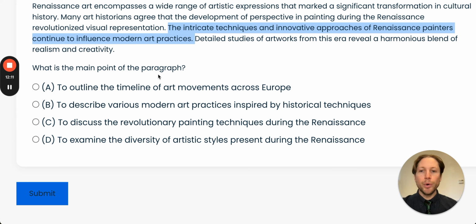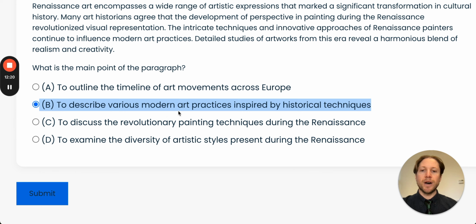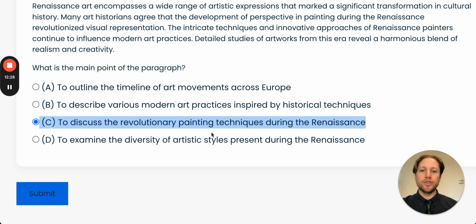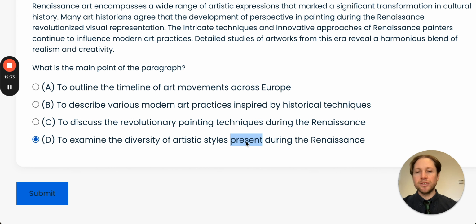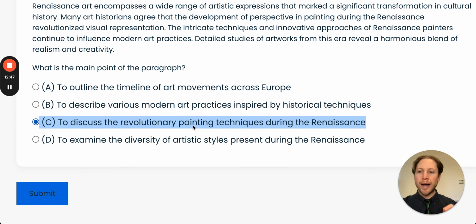So what is the main point of this paragraph? Letter A reads, to outline the timeline of art movements across Europe. That's not it. Letter B, to describe various modern art practices inspired by historical techniques. That could be it. Letter C, to discuss the revolutionary painting technique. That's what I'm looking for right there. Techniques during the Renaissance. And okay, let's read letter D just to make sure. To examine the diversity of artistic styles present during the Renaissance. Now, I like letter D because it's talking about different styles of painting, but it's not being specific enough. So I'm going to go with letter C to discuss the painting techniques.